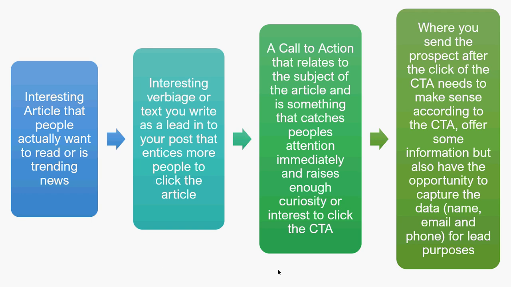And then once you've got them actually in the article, your call to action over here needs to relate to the subject of the article. It couldn't be something totally different. It needs to be relatable to the subject of the article, and it's something that catches people's attention immediately and raises enough curiosity or interest to click on that CTA or call to action. Then once you've completed steps 1, 2, and 3, and you've actually got them to the point they've clicked the call to action, this is where you send the prospect after they click the CTA.